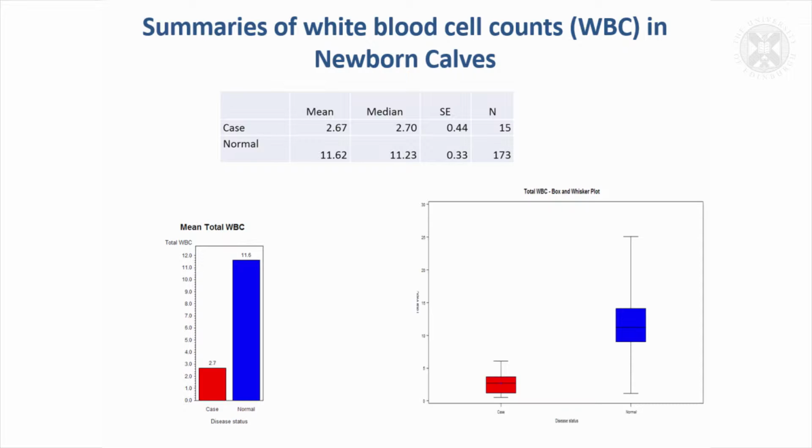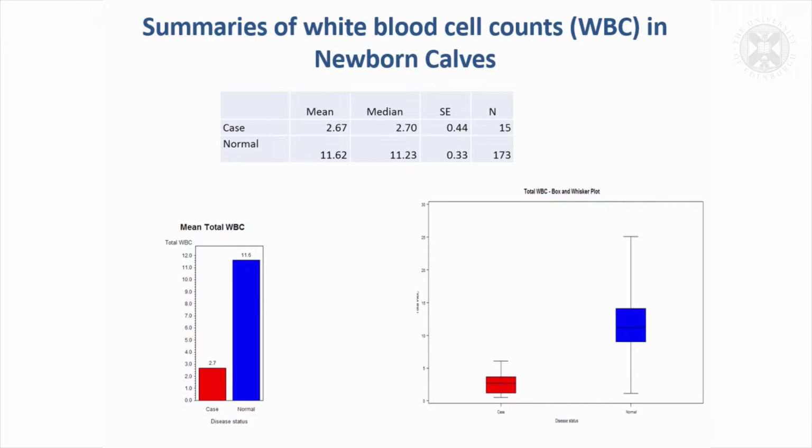So this is just a data set that I'll look at a few times this morning, taken from some newborn calves, well, fairly young calves, and the cases developed a certain disease. There's 15 of those, and there's normal calves, 173, who didn't develop the disease, and various measurements were made on them. And so this was white blood cell count, and you can see with the mean it's a lot lower in the cases than the normals. So these are summary statistics for that data. An alternative way of getting a measure of the central location is by taking the median, which is the middle value. We'll look at that a bit more later.